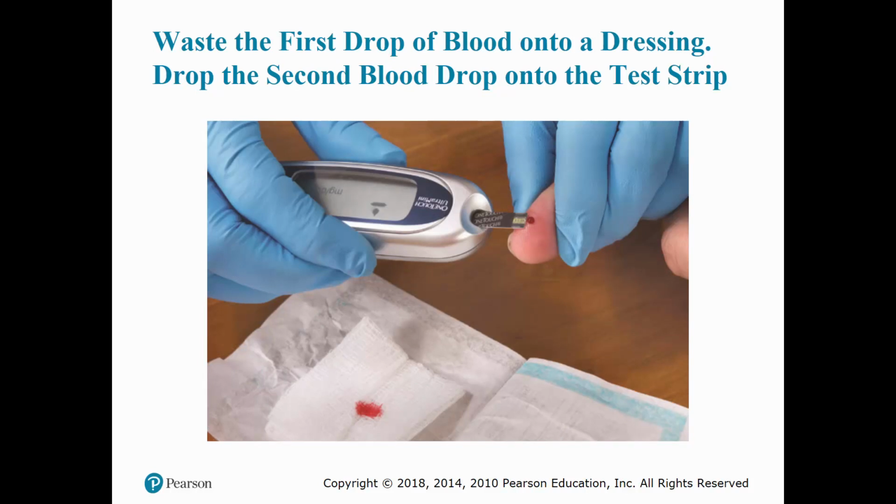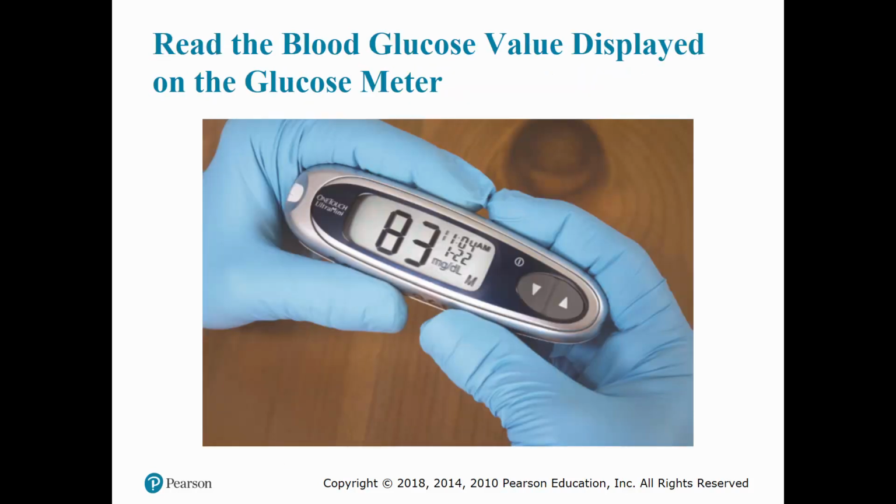To get an accurate glucose reading, you need to get a good blood sample. So waste the first drop of blood onto a dressing. That'll also clean off any remaining dirt and alcohol, and then get a second drop onto your test strip. With the test strip, you don't have to do anything. All you have to do is get the yellow or the actual test strip up to the blood drop, and it will draw it into the strip. Shortly thereafter, usually within a few seconds, you will get a numerical reading based off the sample.